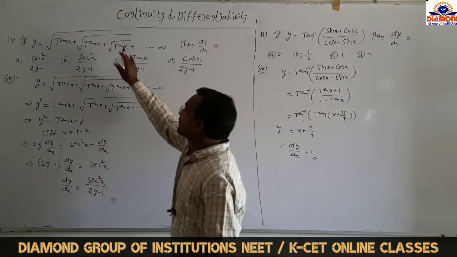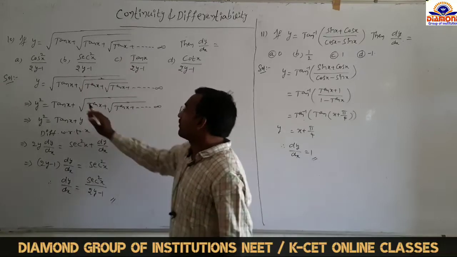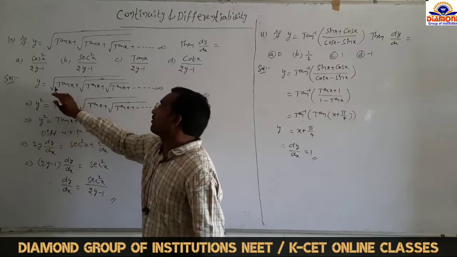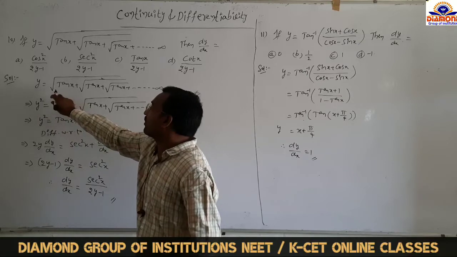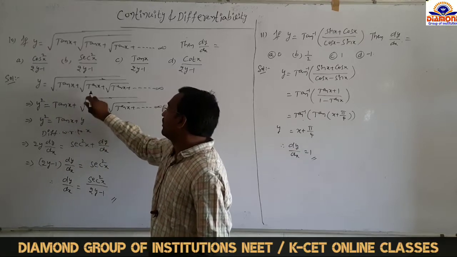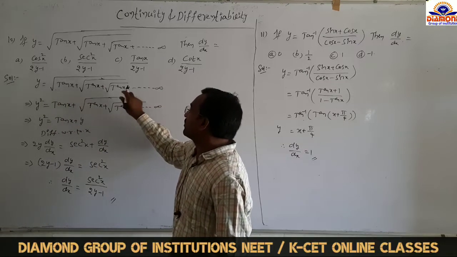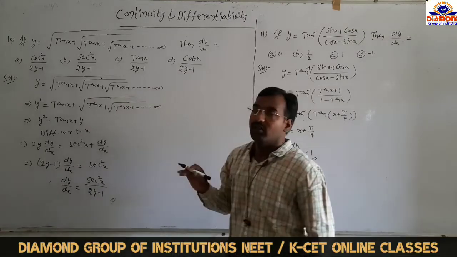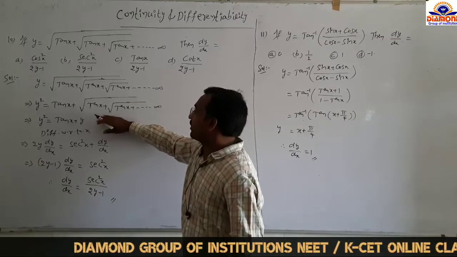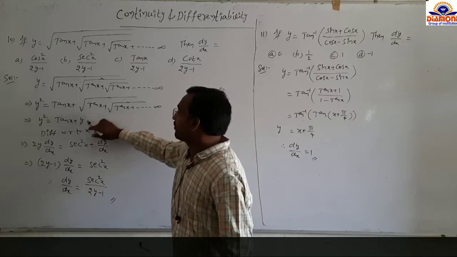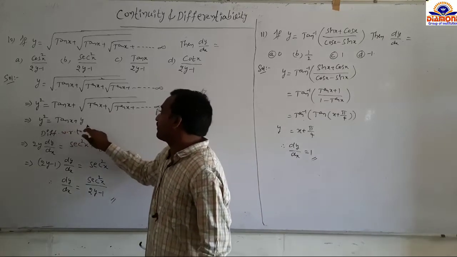First you take the given function y. So if you apply squaring on both sides, what you get? Y square equal to, here one root is removed, you get tan x plus the remaining is under the root of tan x plus under the root of tan x plus and so on up to infinity. So this is also y, this is the given function y. So you can take y. So y square equal to tan x plus y.